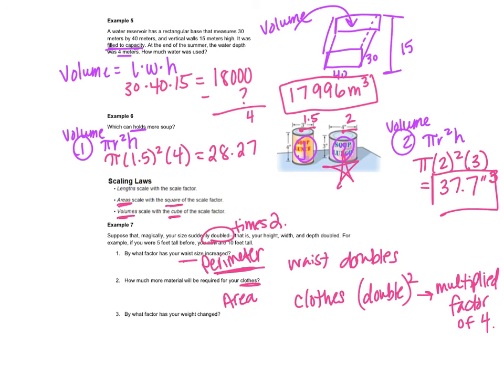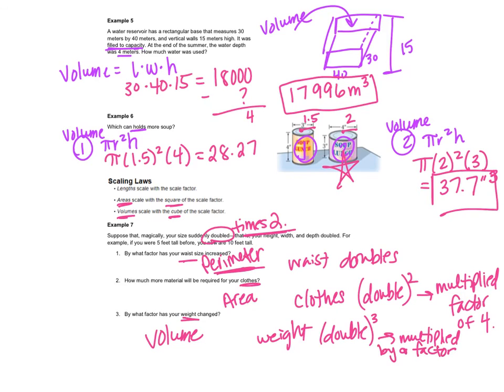Okay, then it says, so by what factor has your weight changed? So you think about weight. Weight is what's inside. It's our volume. Okay, so if we're thinking about weight, we're thinking about a volume. All right, so a volume is going to take that doubling and it's going to cube it. So it's going to be a double cubed. So remember, think about it as being times 2. So 2 cubed is going to be multiplied by a factor of 8, since 2 cubed equals 8.